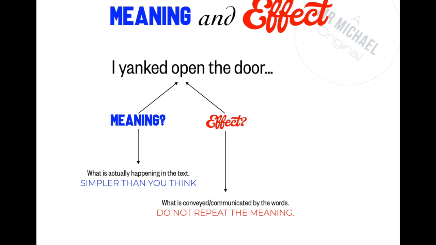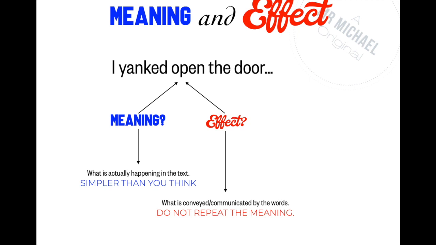Now, the effect is a little bit more complicated. It requires you to consider what is conveyed, what is communicated by the words in the sentence. Now, what you don't want to do is just to repeat the meaning again. It has to be something a little bit deeper than that. You have to look at the words in the sentence. In this case, I yanked open the door, and think, why did the author use those words? Why didn't the author select other words instead of those?